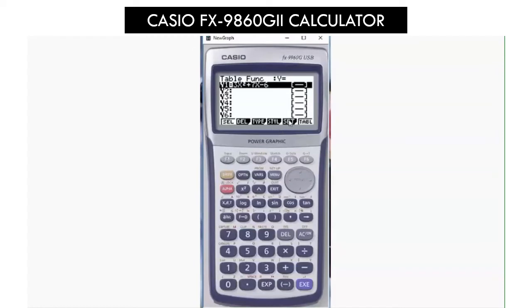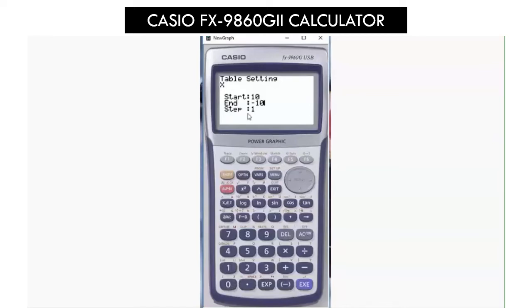Then you want to go to table set, which is F5. And this is where you set your values for X, your start and your end values for X. So first start, what I'm going to do is put in 10 and then execute, and I'm going to end at -10. And you can start and end your table wherever you want.